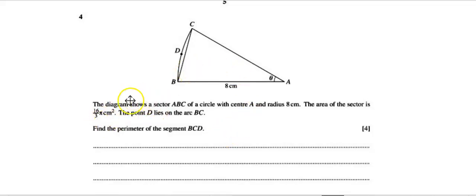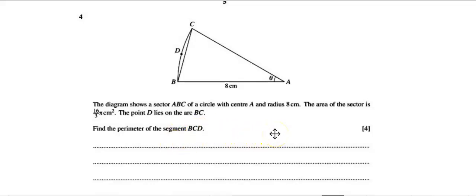Here we have the diagram, which shows a sector ABC of a circle with center A and radius 8 centimeters. The area of the sector is given as 16 pi over 3 centimeters squared. The point D lies on the arc BC, as we can see. This is point B to C, and the radius is B to A, 8 centimeters. We want to find the perimeter of the segment.